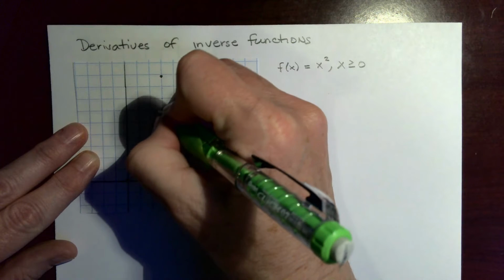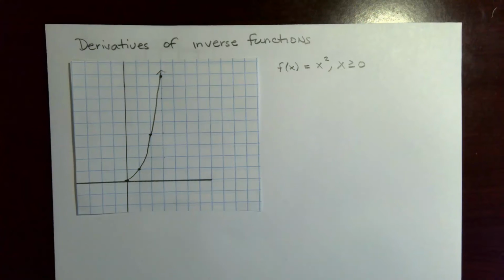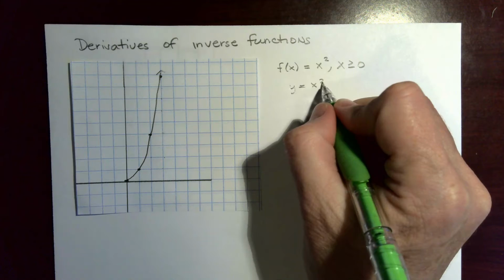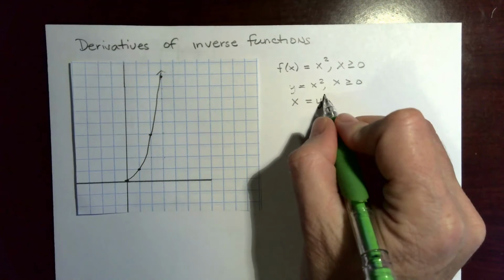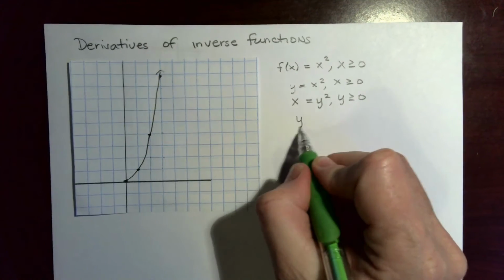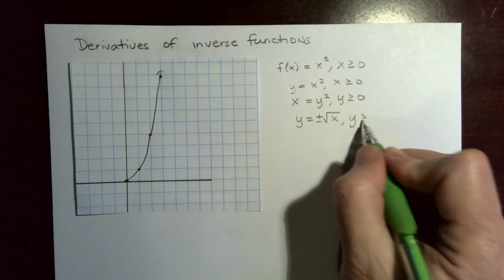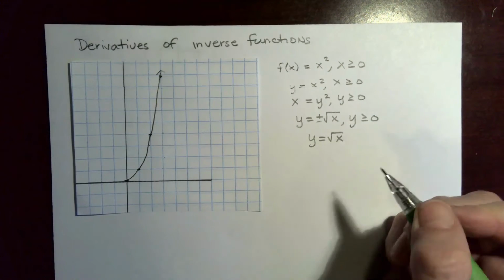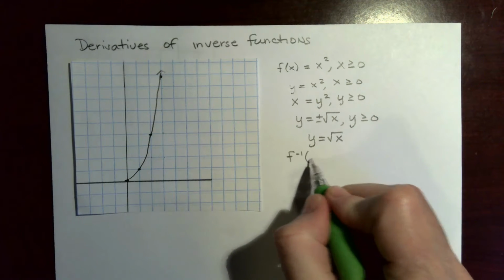So if we look at our function here, and we know that when we find an inverse, all we do is switch x and y. So we're going to make this x equals y squared. Okay, I've got to solve here. So y is plus or minus the square root of x. But we said that y has to be greater than or equal to 0. So y equals the square root of x, and that is my inverse function.